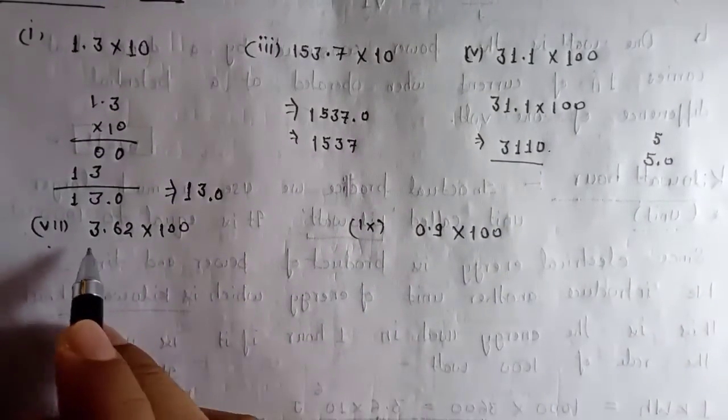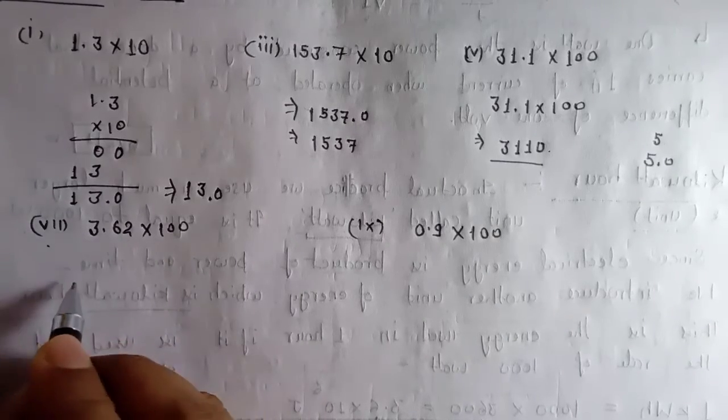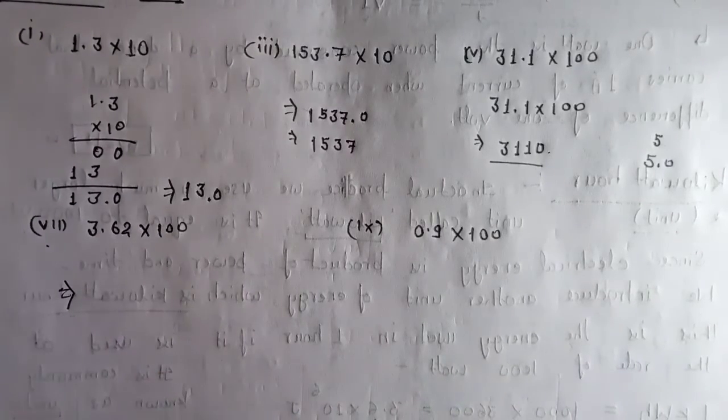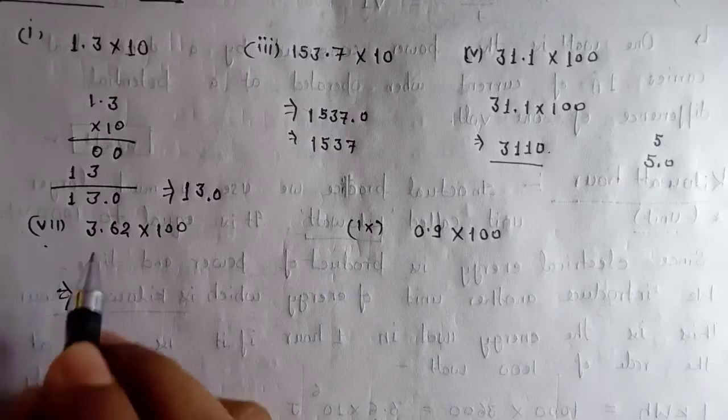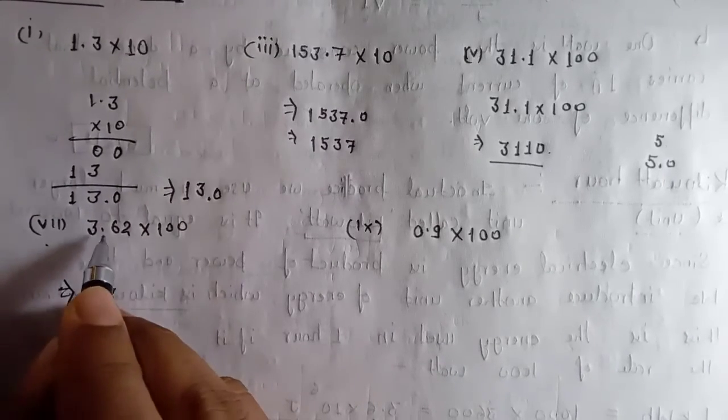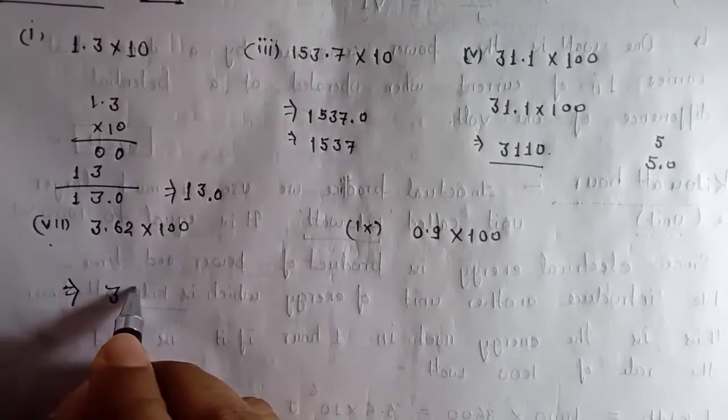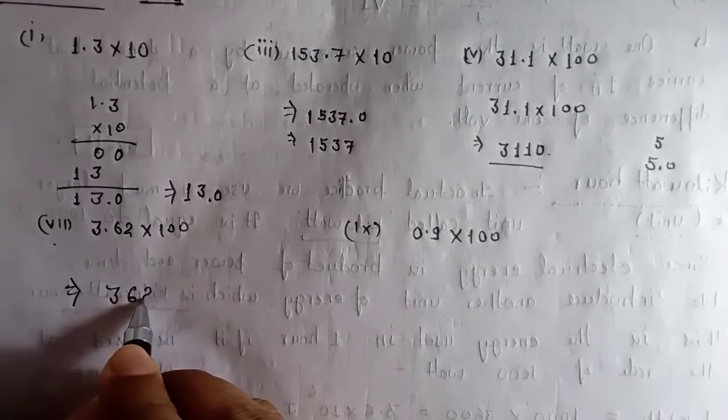When we multiply this 3.62 by 100, what will we get? Now we don't need to multiply. By means of 100 we can get our answer directly. When you multiply by 100, there are two zeros, so our decimal point will also displace to the right side for two places. So it becomes now 362.